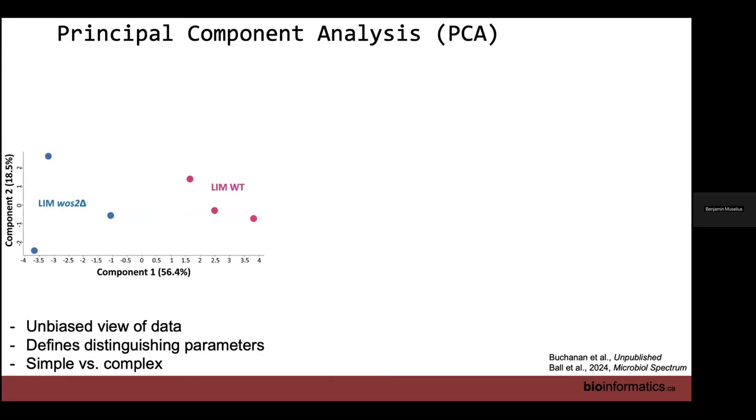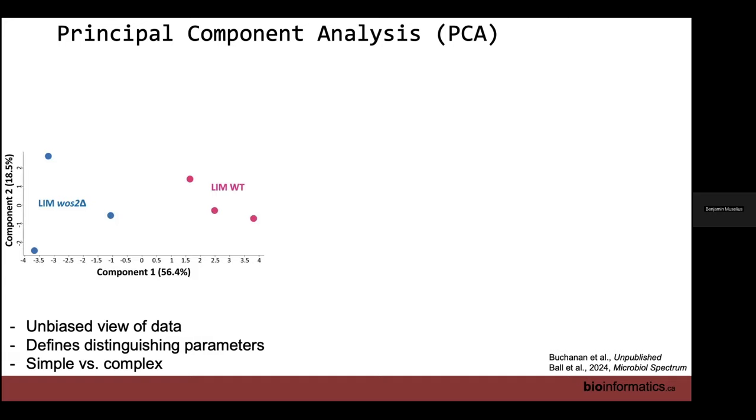Ben introduced the concept of principal component analysis. This is one of the most common ways, I think, that proteomics data is presented in an unbiased fashion to really get a look at what your data is telling you. And so this is generally one of the first plots that we make when we look at our data sets, because it'll tell you if there is a distinction by biological conditions. So here we have a mutant strain and here we have a wild type strain. So it's good to know that the deletion of that particular gene drives some difference in the proteome.